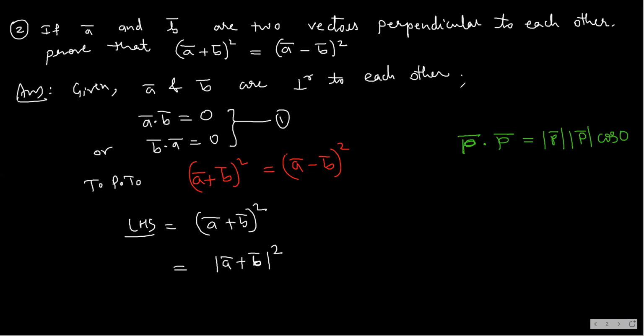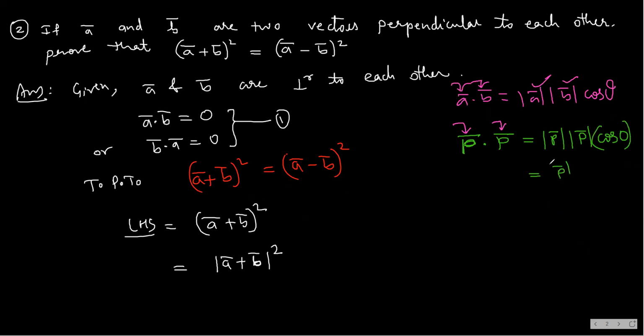Once again, what is a bar dot b bar? It is mod of a bar, mod of b bar, and cos of the angle between them. Likewise, I wrote here mod of p bar, mod of p bar and cos of the angle between them. So cos of the angle between p bar and p bar is cos 0 because it is the same vector. Now cos 0 is 1. So if this is 1, what do you get?